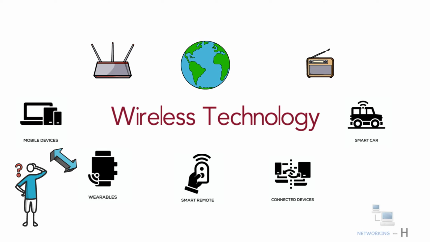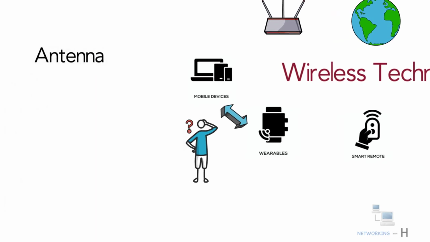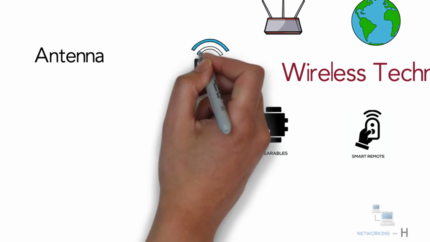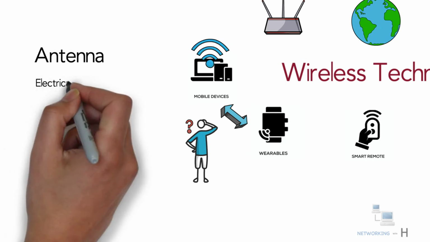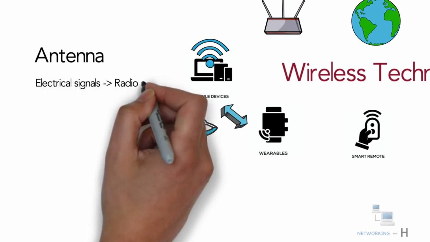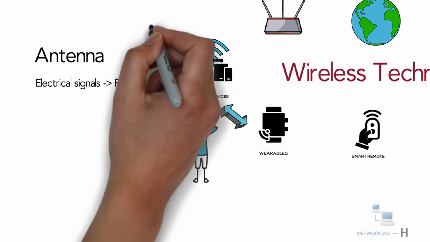The answer is antenna. Every wireless device is equipped with antennas. Antenna is responsible for the transmission and reception of signal on such devices. Antennas are electrical devices that transform the electrical signals to radio signals in the form of electromagnetic waves.